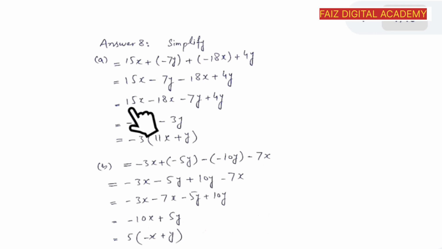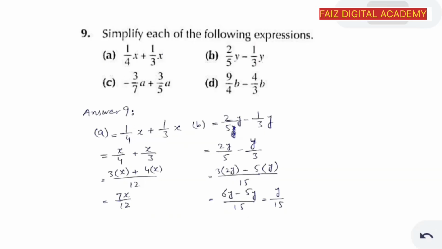Same type of variables are written or grouped with each other, like 15x. So this is x, and we will find another x value from the rest of the values. So the next is minus 18x, so we write it. Then we write the minus 7y. The next was a plus 4y. So we grouped the same type of variables.